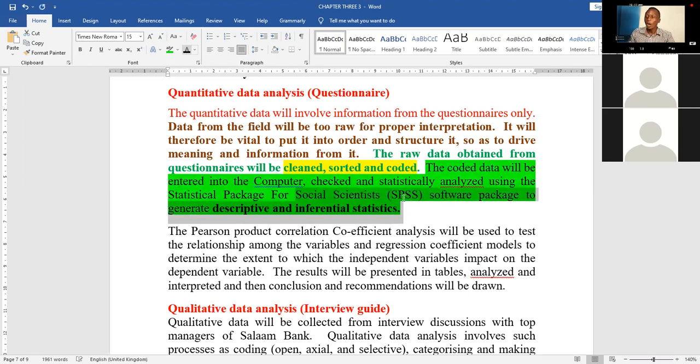So after entering this data into SPSS, you went to the field, collected the questionnaires that you have given out, and of course people have already filled them in. You're going to get those questionnaires, sit on your computer, on your laptop, and then enter them into your SPSS.